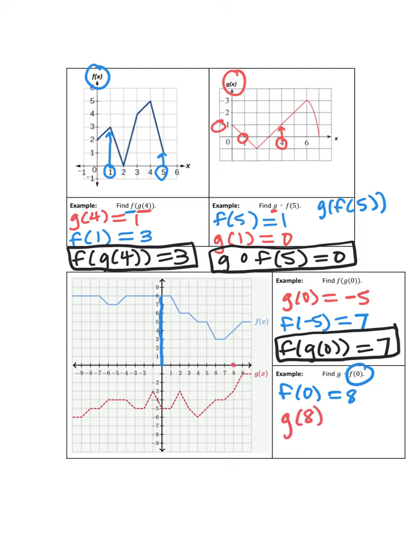G of 8, well, here's 8. Follow that down. That equals negative 3. So our final function composition is g of f of 0, which equals negative 3. Or g, open circle, f of 0 equals negative 3.